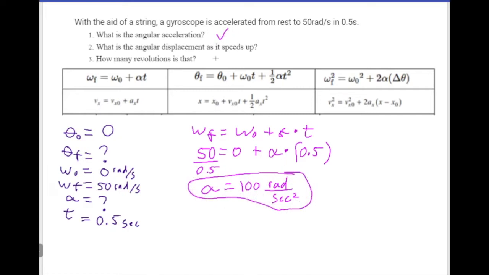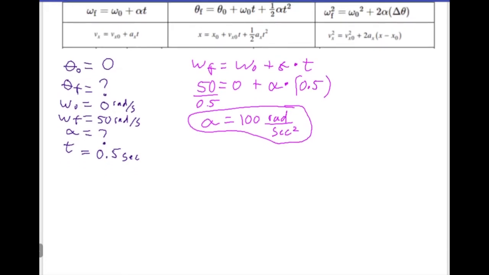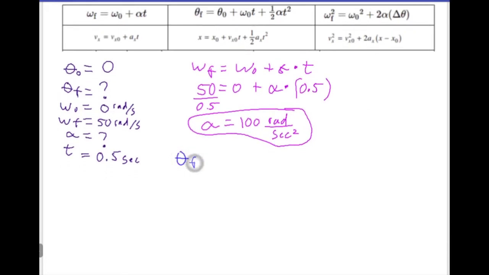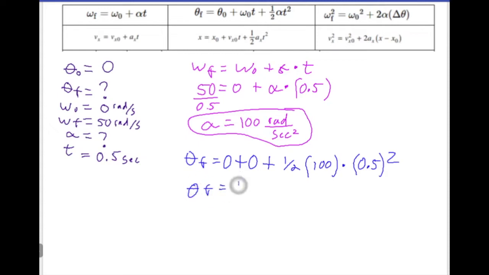Now that I have alpha, I can go ahead and figure out what the angular displacement is. So the angular displacement is going to be my theta final. I'm going to use my big dog equation up here to do that. So I have theta final is equal to theta initial, which is 0, plus omega initial, which is also 0, plus 1/2. The alpha, which we just got, is 100, times time, which is 0.5 squared. After you plug this in your calculator, you get theta final is equal to 12.5 radians.